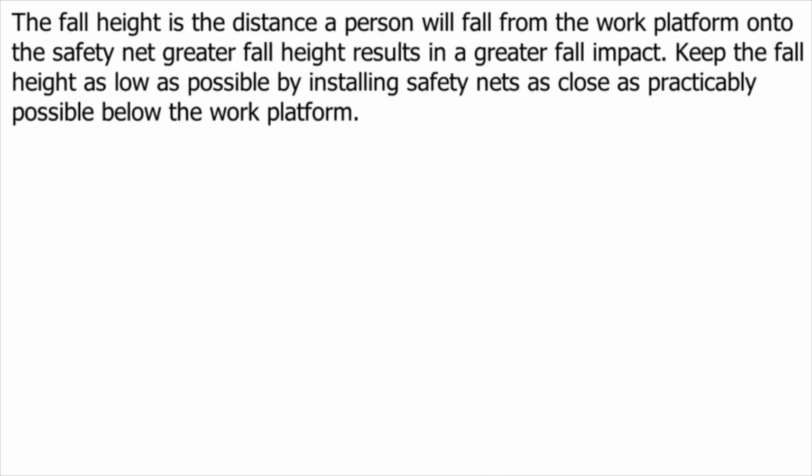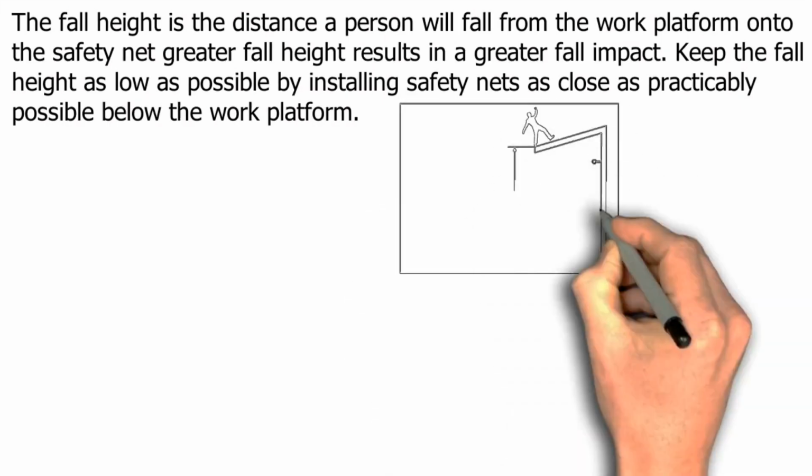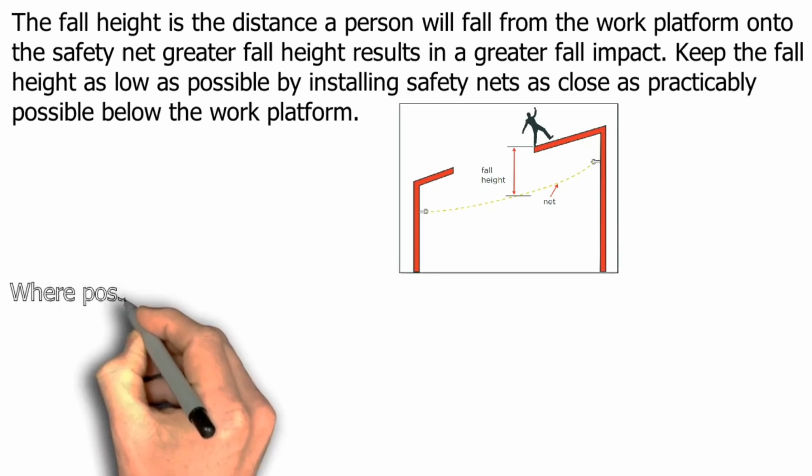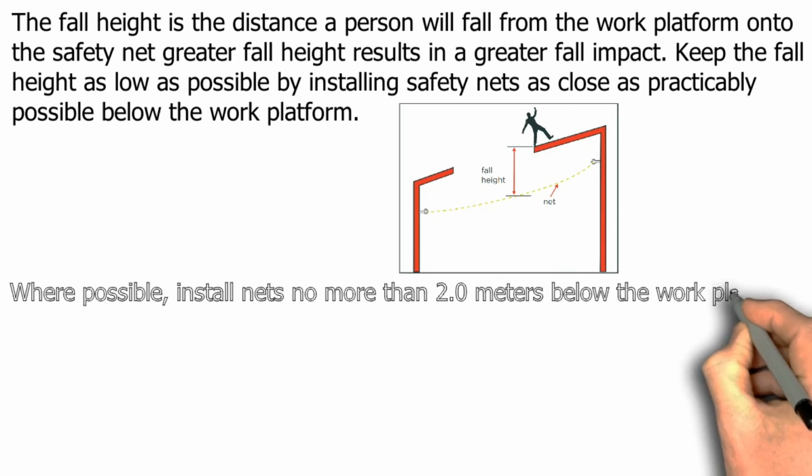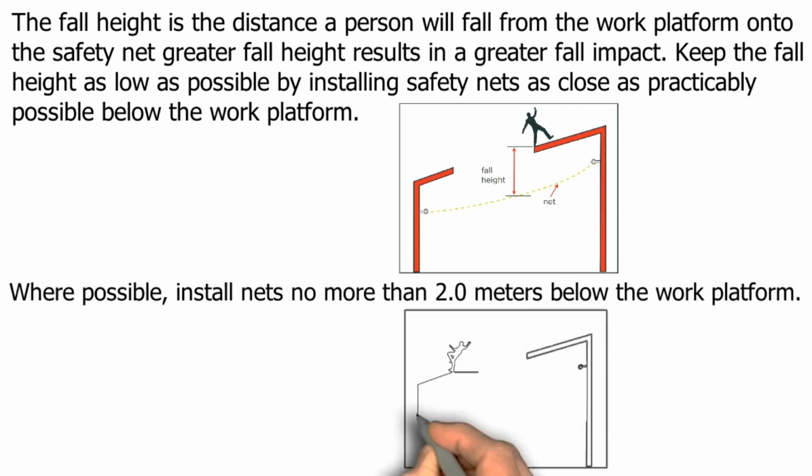Fall height. The fall height is the distance a person will fall from the work platform onto the safety net. Greater fall height results in a greater fall impact. Keep the fall height as low as possible by installing safety nets as close as practicably possible below the work platform. Where possible, install nets no more than 2.0 meters below the work platform.